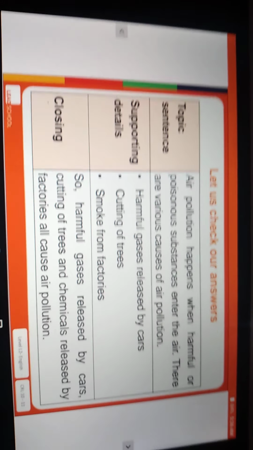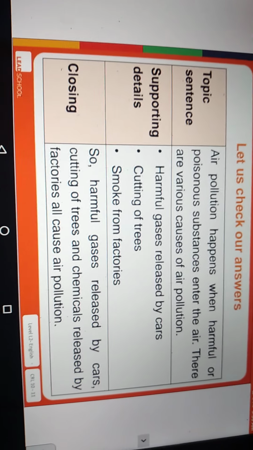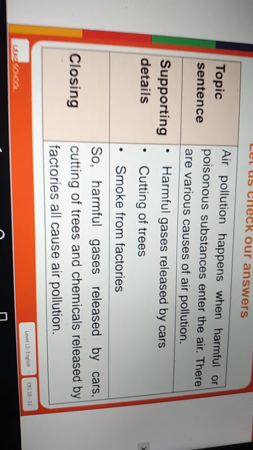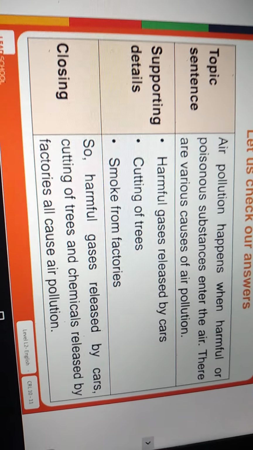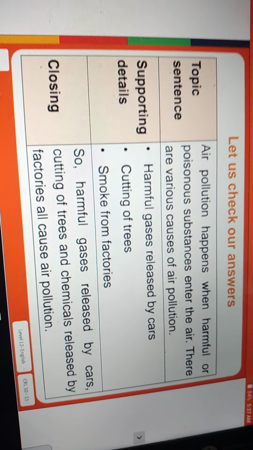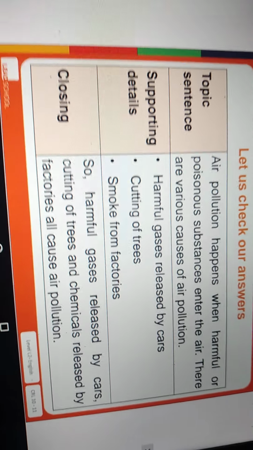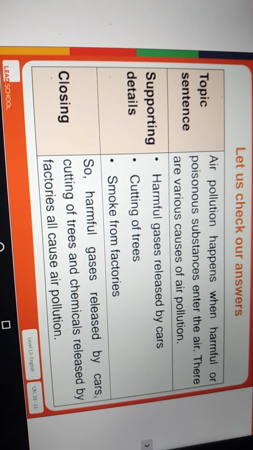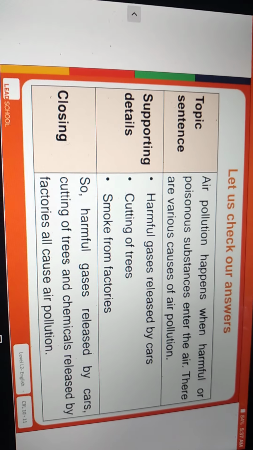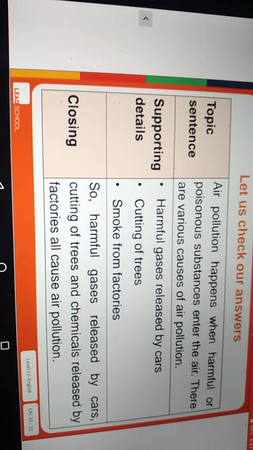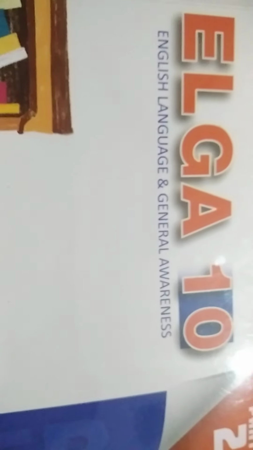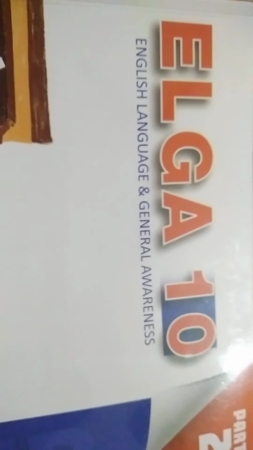Can you understand, children, how to write the topic sentence, supporting details and closing? In the topic sentence, you write the first 2 sentences from the passage. In the supporting details, you write the ideas which support the topic. In the closing, you write the ending sentence of the story. Can you understand, children? Okay. Hope you have understood.